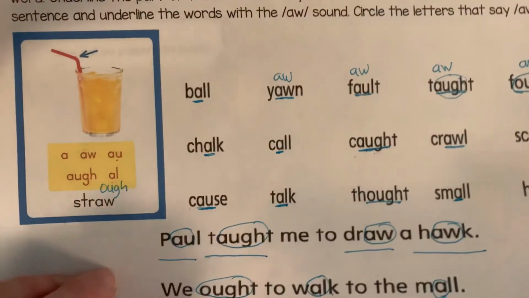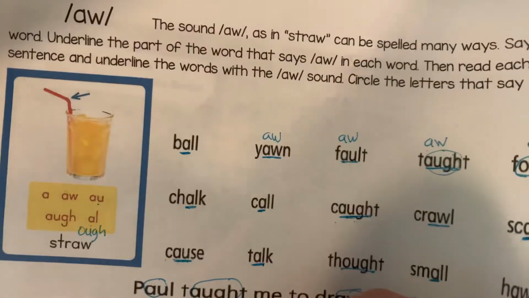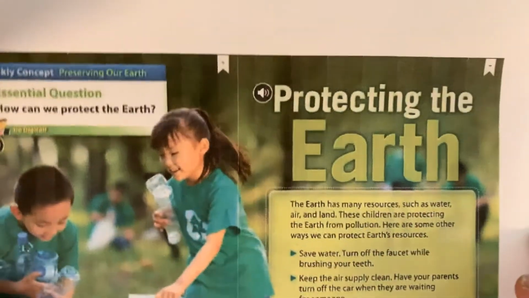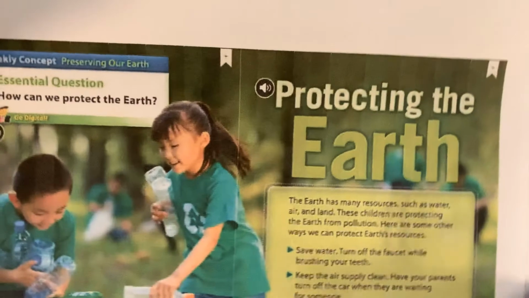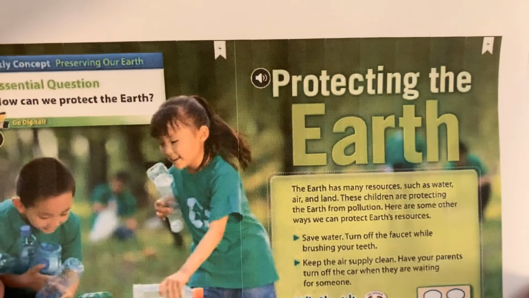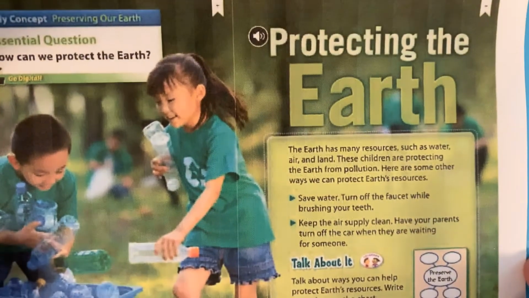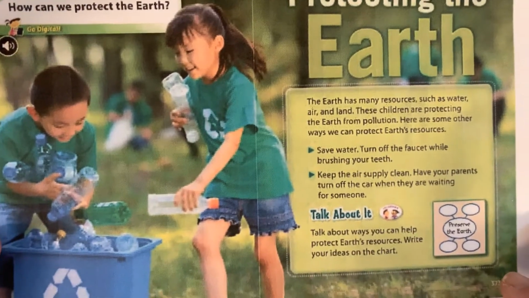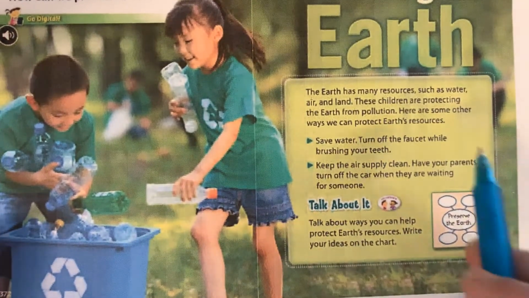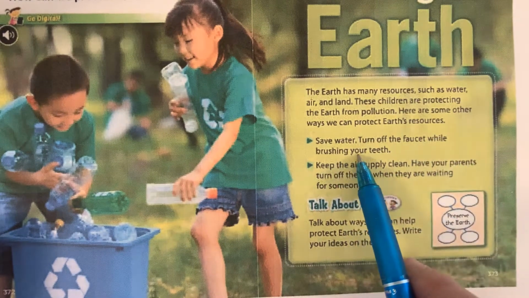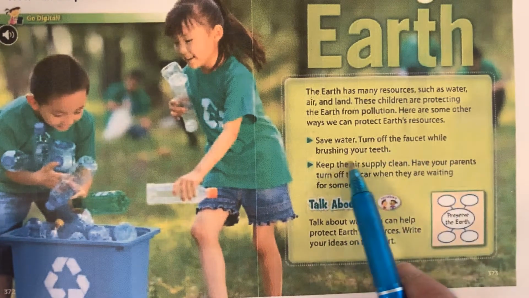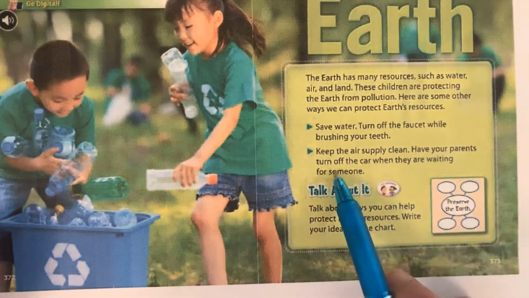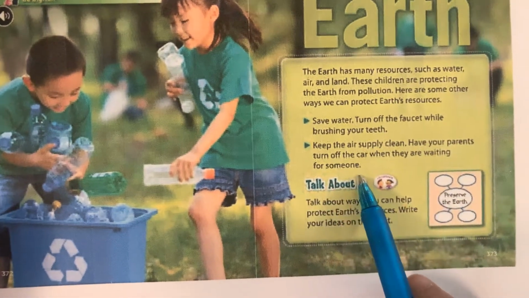All right, from there, we're going on to our theme for the week, which is protecting the earth. And the question is, how can we protect the earth? The earth has many resources such as water, air, and land. These children are protecting the earth from pollution. Here are some other ways we can protect the earth's resources. Save water. Turn off the faucet while brushing your teeth. Keep the air supply clean. Have your parents turn off the car when they are waiting for someone.